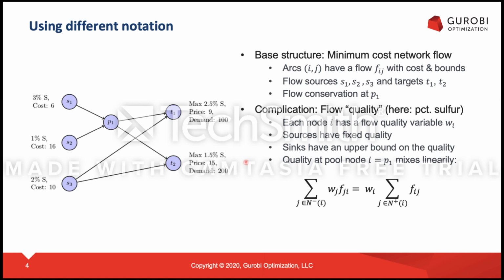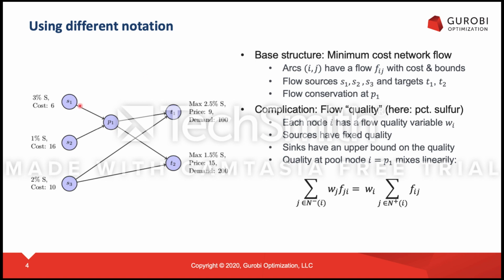So let's look at it in more standard notation. As you might have guessed, we have as a base construct a transshipment problem. And more generally, we use as the base structure for this problem a minimum cost network flow problem, meaning that we have three sources, two targets, and there's one intermediate transshipment node here. And all the terminology from standard minimum cost network flow problems applies here.